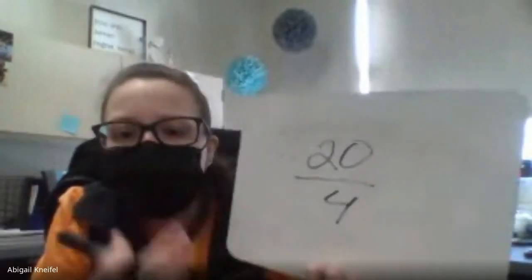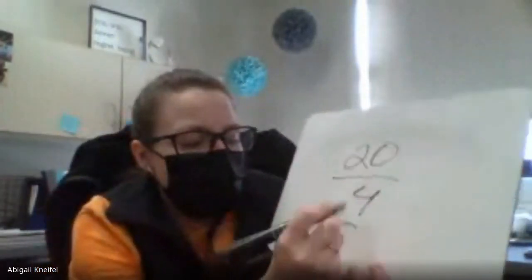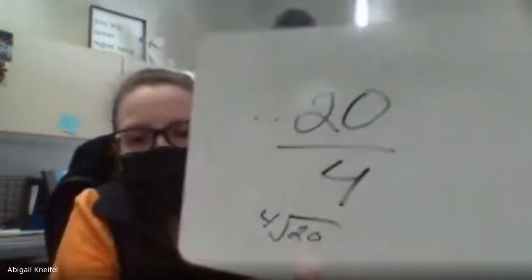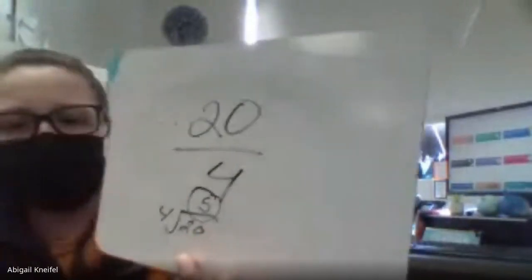If I have 20 over 4, I cannot leave it like that, right? That looks silly. That's improper. So I have to put the numerator in the box and divide by the denominator. How many times does 4 go into 20? 5. So that would be 5.